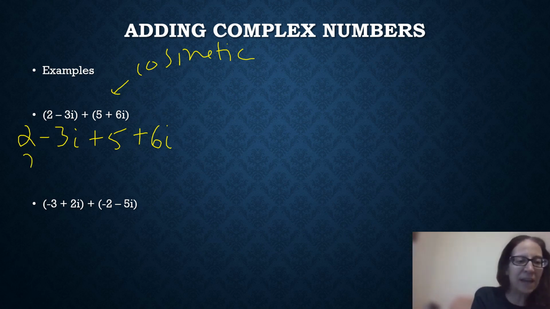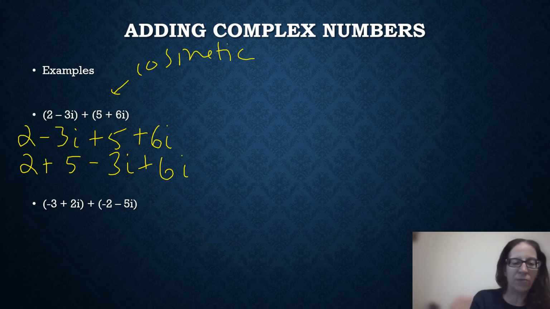Now, remember what I said about how you can combine real numbers with other real numbers and imaginary numbers with other imaginary numbers. What I did right there was apply the commutative property of addition, which says that negative 3i plus 5 is the same as 5 plus negative 3i. In other words, you can switch the order, just make sure you bring the sign, and then you add the real parts with the other real parts, so you get 7, and then you combine the imaginary parts, negative 3i plus 6i, which is 3i. And your answer is 7 plus 3i.